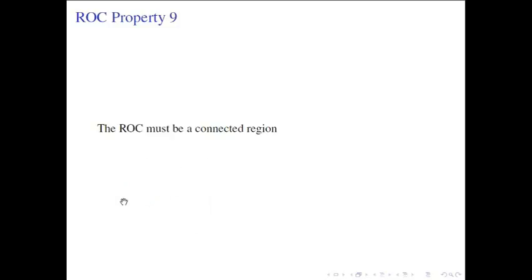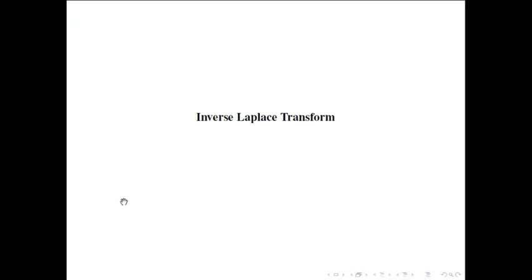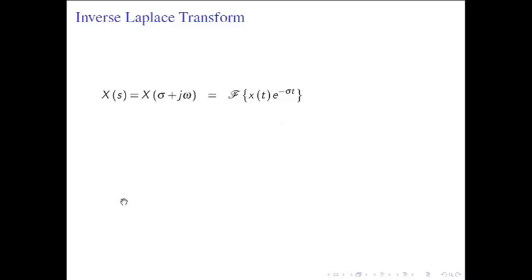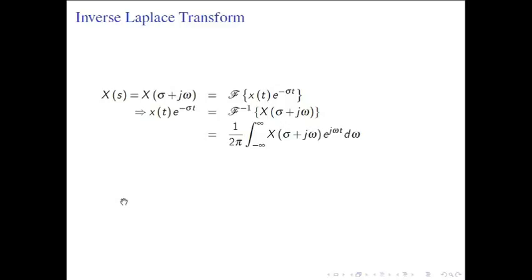Now let's see the next topic, which is the inverse Laplace transform. We have a Laplace transform X of s, which is X of sigma plus j omega, or the Fourier transform of x of t times e to the power minus sigma t. And x of t e to the power minus sigma t will be the Fourier inverse of X of sigma plus j omega, which will be 1 upon 2 pi, integration from minus infinity to infinity, X of sigma plus j omega e to the power j omega t d omega, which I have written with the help of the inverse Fourier transform formula for the continuous time case.